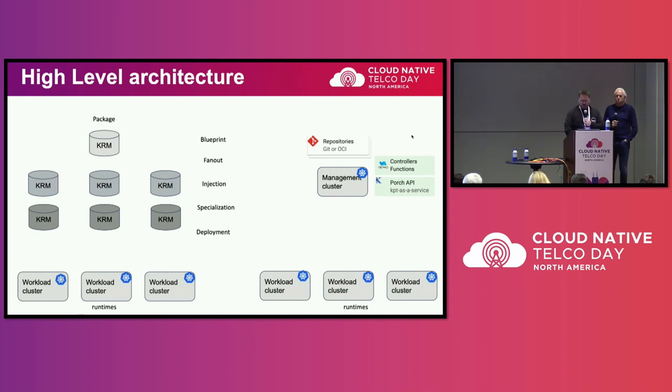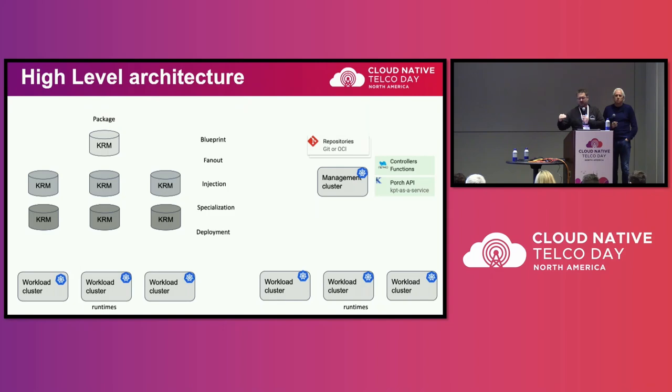That's the overall structure you're seeing on the right. On the left, what you're seeing are the package repositories. And each of these packages, when we deploy something within Nephio, goes through a process where it starts as a blueprint, that DRY package. It goes through fan out. That's what I described earlier. Injection is done during fan out. That's where it injects certain metadata about you're going to go to this cluster, you're going to go to that cluster.